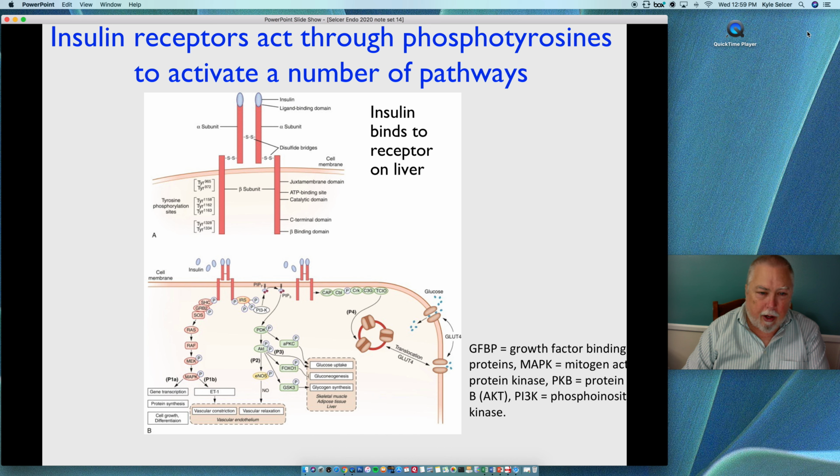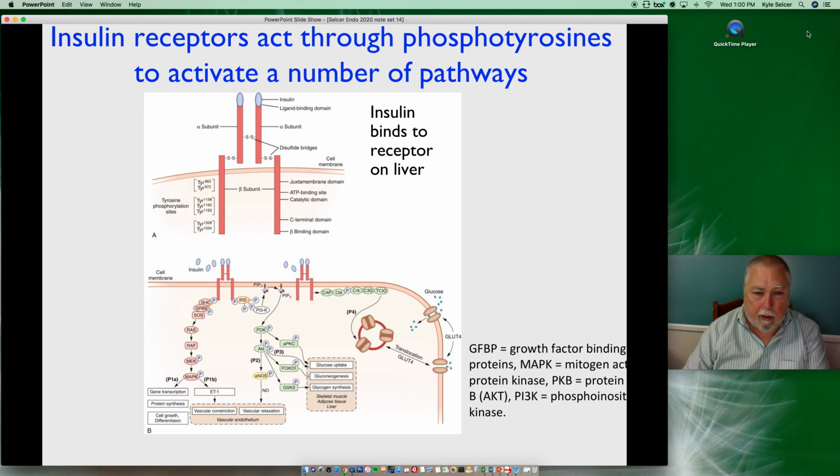PIP3 then goes on and has downstream effects, and then on the right you'll see that that stimulates that GLUT4 translocation pathway. There's something like 6 proteins involved, from CAP to TC10. TC10 is the final one causing the translocation of the GLUT4 transporter proteins into the membrane. So lots of stuff going on.